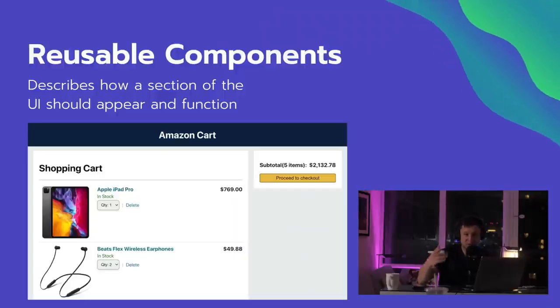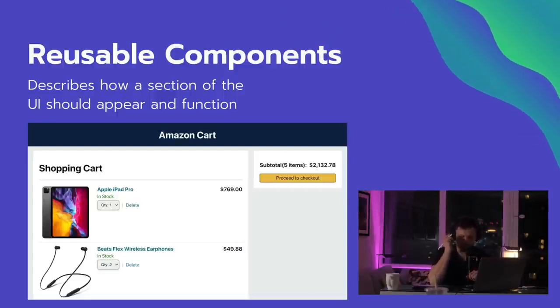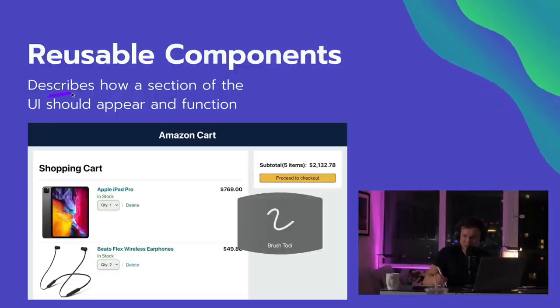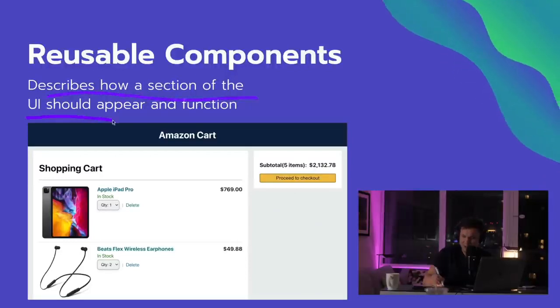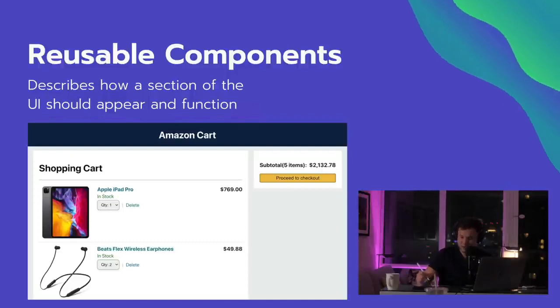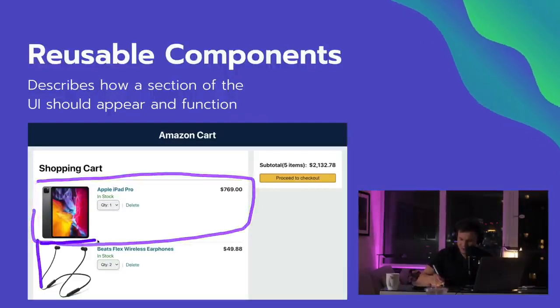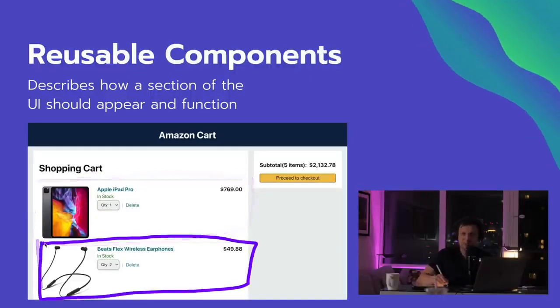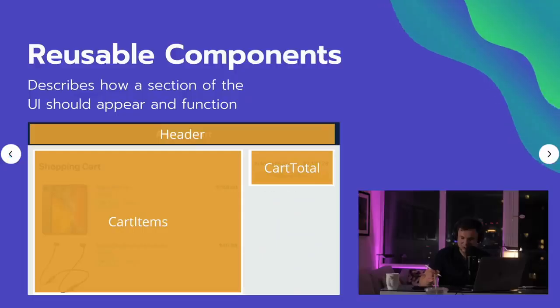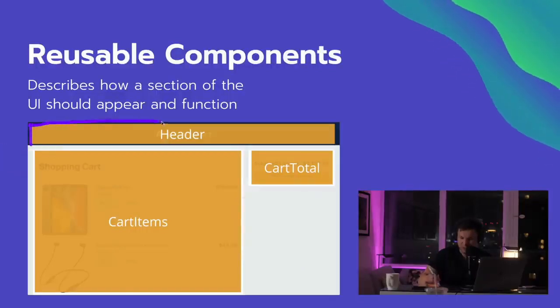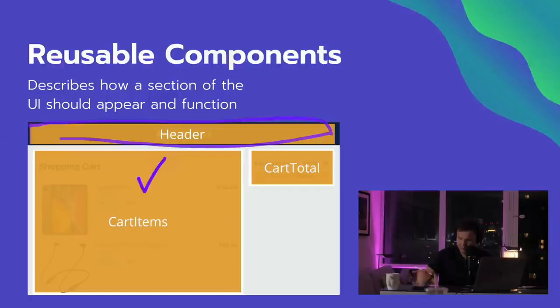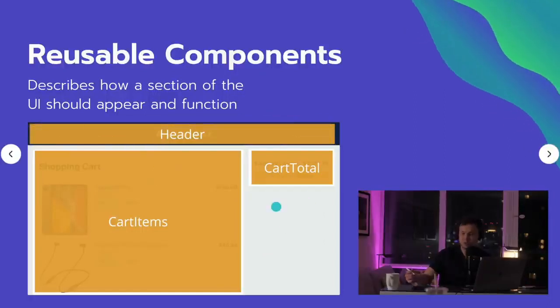Reusable components are probably one of the most important parts of React.js. What does it do? It describes a section of the UI and how it should appear and function. It's honestly just as simple as that. We'll talk more about components later on, but for example, you see how this right here is like the similar HTML as this? It just has different data. Well, this, my friend, is a reusable component. You can see here in our case, the components will be, for example, a header, a cart items component right here, and a cart total component right here. And we'll learn just how to build them.